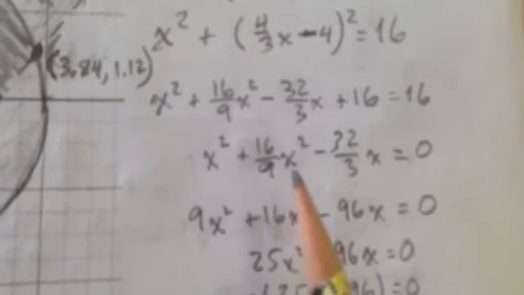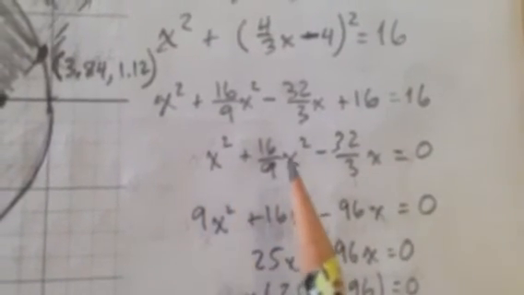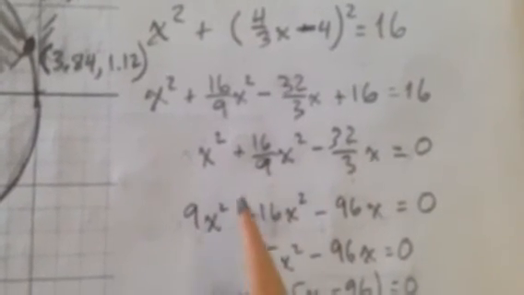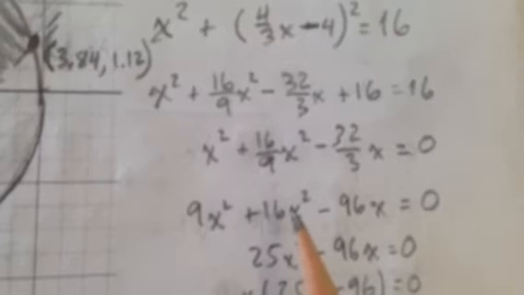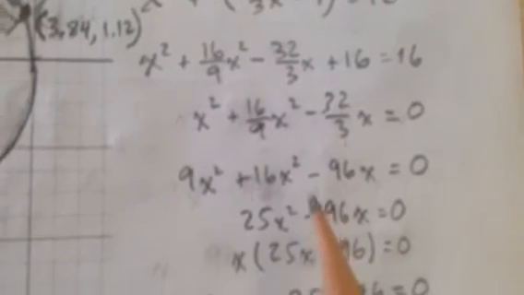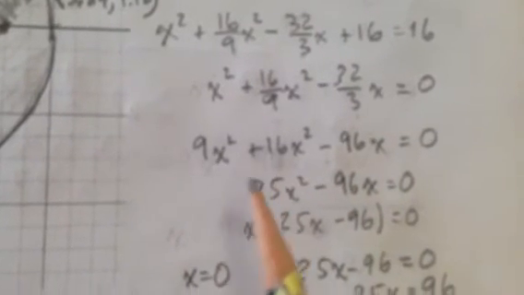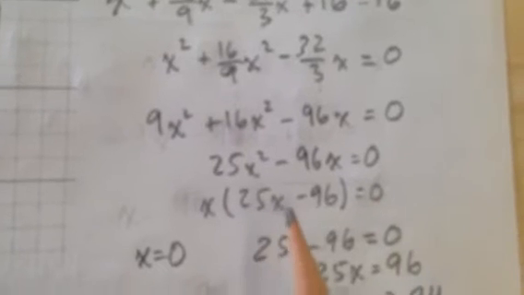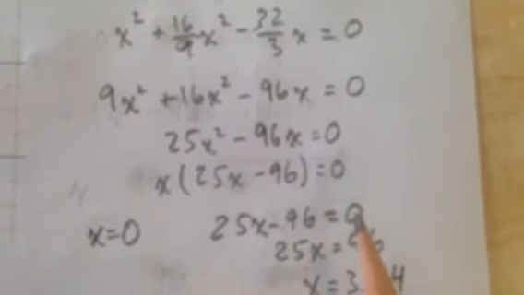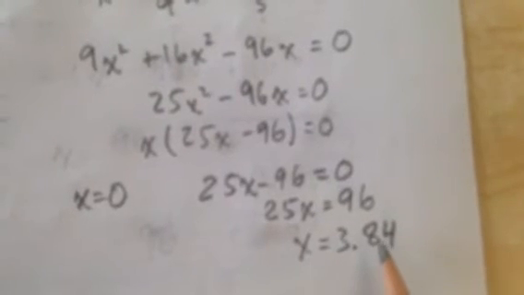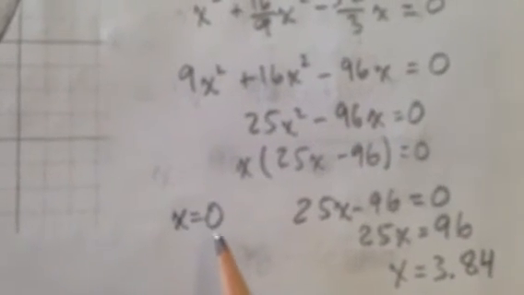But to get it less scary, all I do is multiply by the common denominator, bust the fractions, and multiply by 9. I get 9x squared plus 16x squared minus 96x, and now I've got some actual fairly easy numbers to do. That's 25x squared minus 96x equals 0. I factor out an x. I get 25x minus 96 equals 0, and I get exactly 3.84 for one of the x values, and x equals exactly 0 for the other x value, which totally jives with my graph.